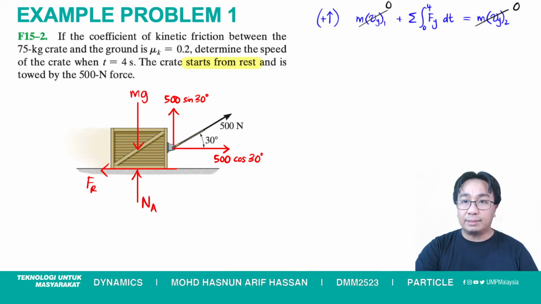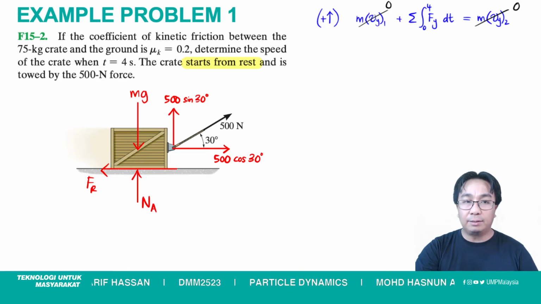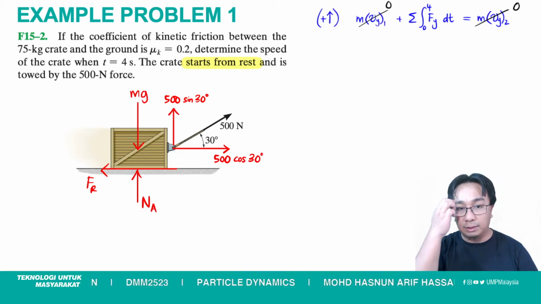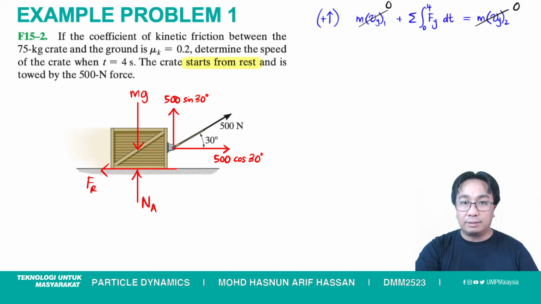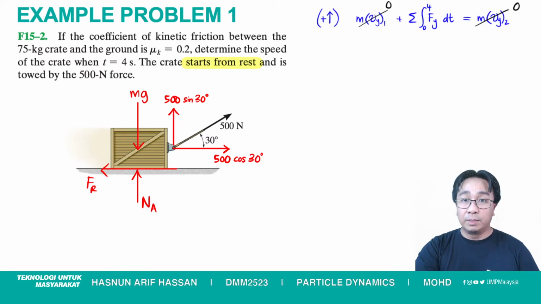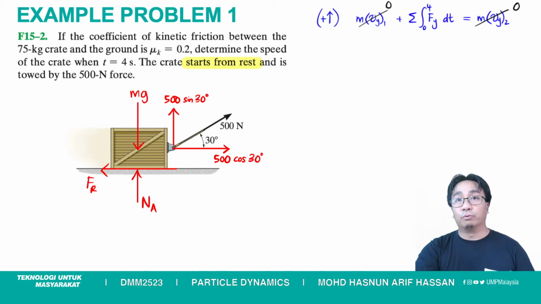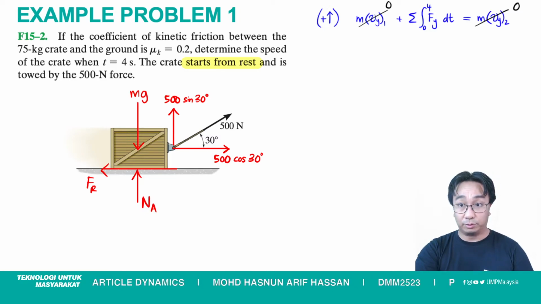Okay, so let's apply the principle of impulse and momentum in the y-axis, taking the positive direction pointing upwards. We know that it starts from rest, therefore mvy1, or the initial velocity, is equal to 0. We also know that the crate is not moving in the y-axis, therefore mvy2 is also equal to 0.